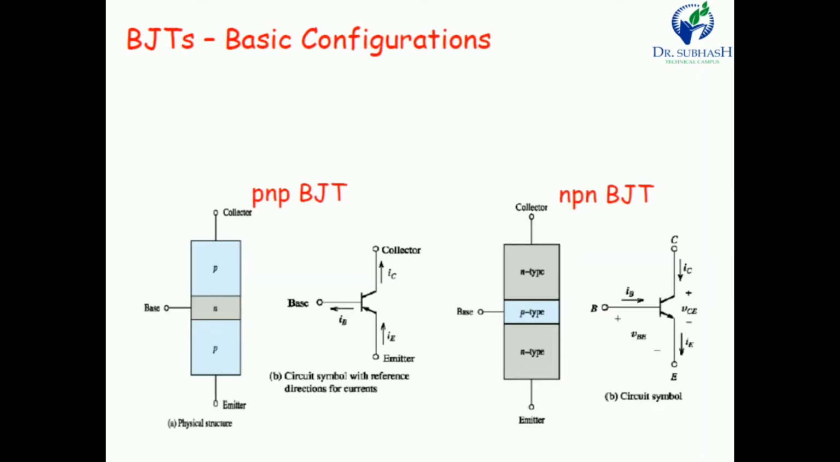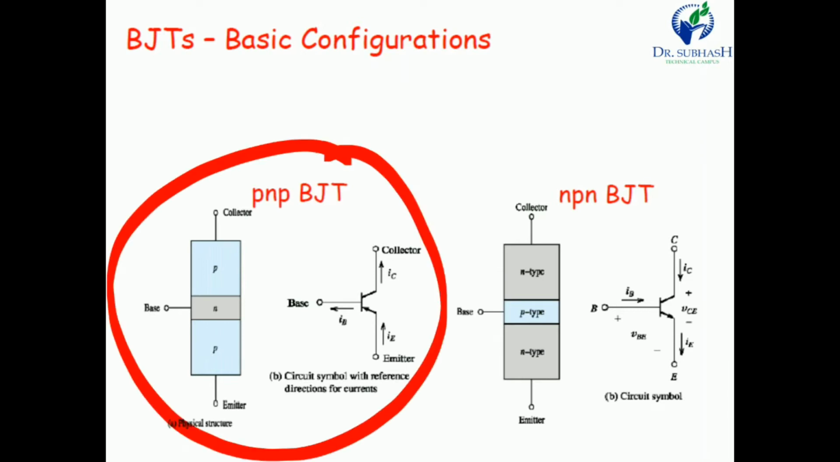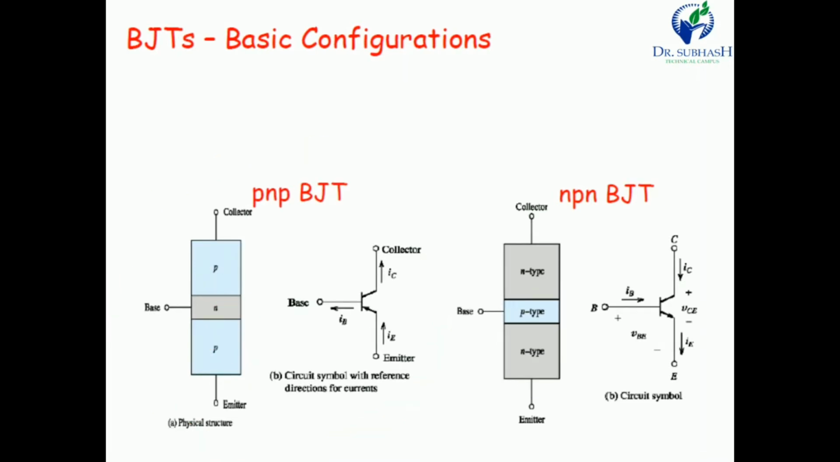Next, the basic BJT configuration is like this. If we talk about the PNP BJT, in the previous slide we saw P type, N type and P type material. Here are the collector, base and emitter, and here the arrow is inside, so this transistor is a PNP transistor. Here the arrow is outside, and this indicates that this transistor is an NPN transistor. This is the symbol of BJT, both NPN as well as PNP.